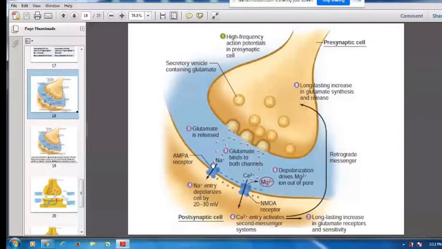The NMDA receptor is a receptor which always has a block. Any questions about the AMPA receptor? Do you follow it? It's easy, no? Glutamate binds, sodium entry occurs, depolarization of 20 to 30 millivolts. Clear? Then there is another receptor called the NMDA receptor.